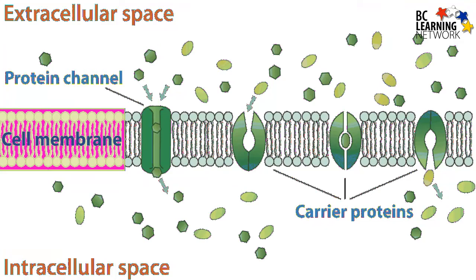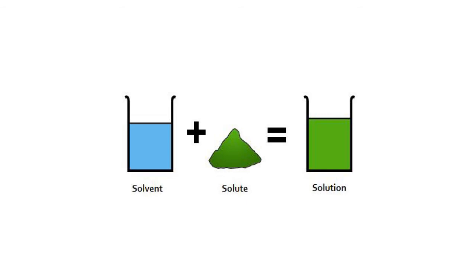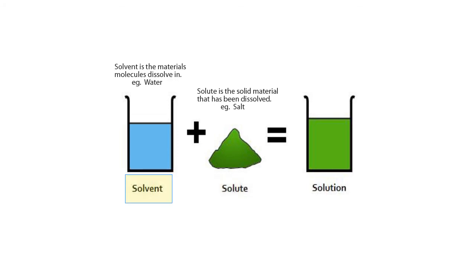Now that you have a good understanding of the structures of the cell membrane, you need to learn how materials move across it. Two terms that you need to know are solute and solvent. Whenever you hear the term solute, think of the solid material that has been dissolved, for example, the salt in salt water. Whenever you hear the term solvent, think of the material molecules dissolve in, like water.